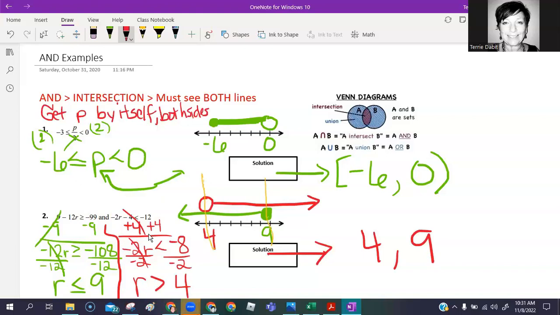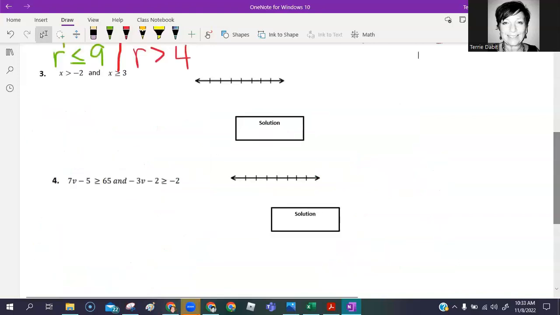Did the 4 include equality? No, the 4 did not include equality. It was an open circle. And the 9 included equality, so I put a bracket. You'll notice this one is already solved.